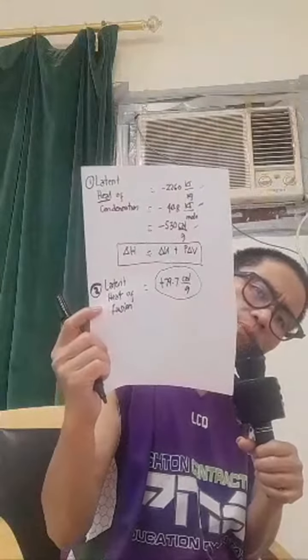79.7 calories per gram. Remember, this is for the latent heat of fusion, 79.7 calories per gram, because the basis is 0 degrees Celsius. Originally, the ice starts at 0 degrees Celsius. It will freeze at 0 degrees Celsius. Then when it melts, of course, the temperature will increase.